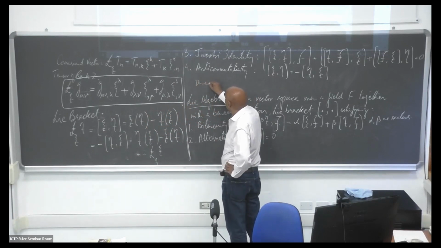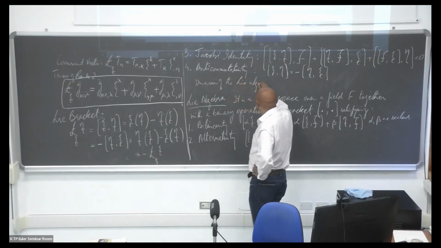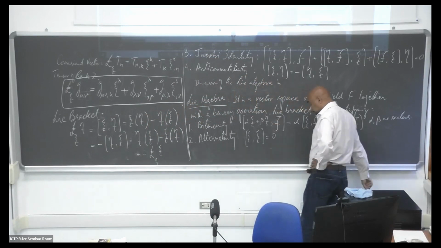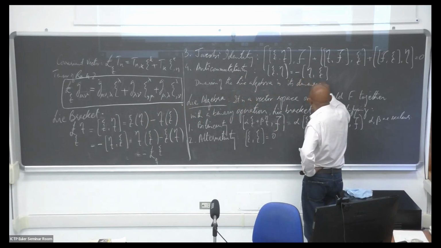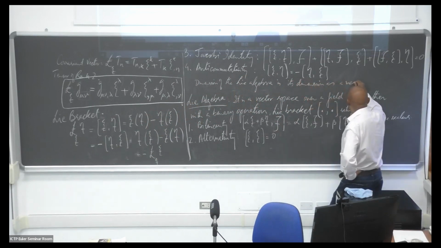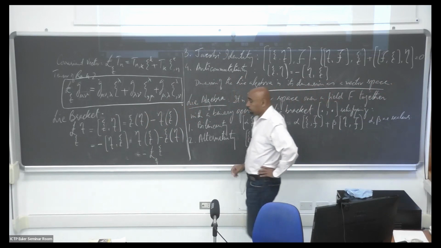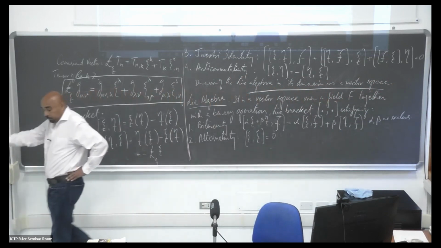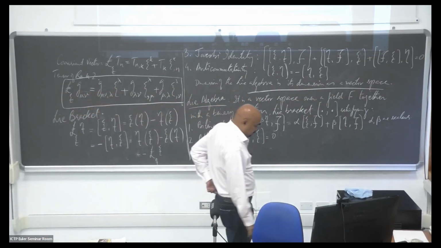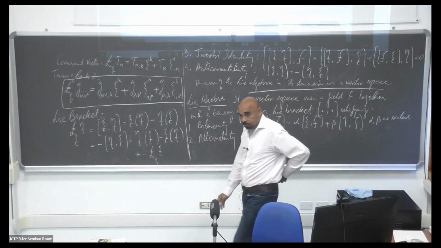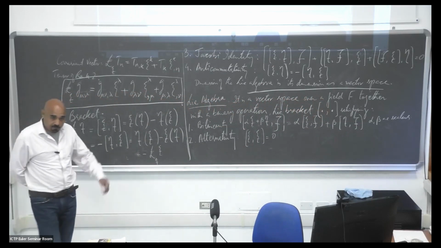So the dimension of the Lie algebra is its dimension as a vector space, which means the number of elements in its basis, the minimum number of linearly independent vectors. And we will see those vectors will actually be the generators coming from solving partial differential equations.